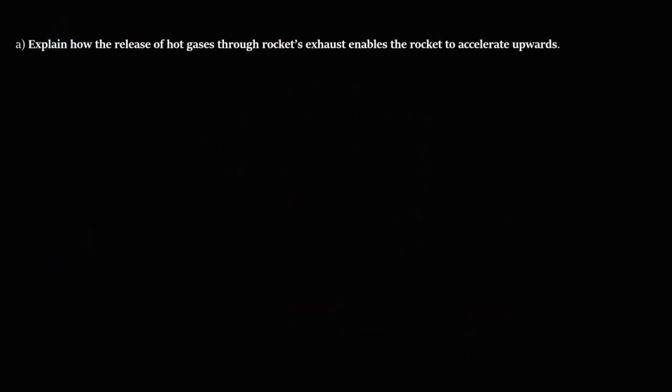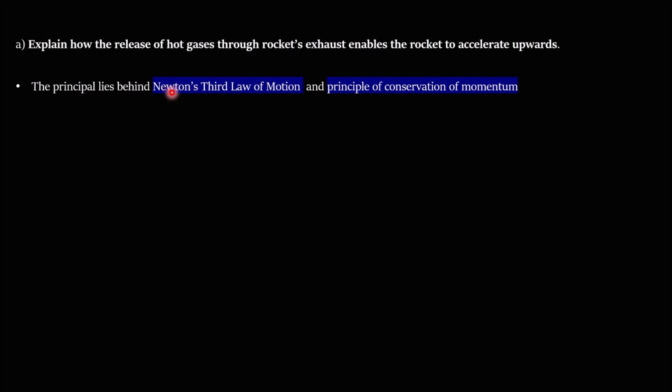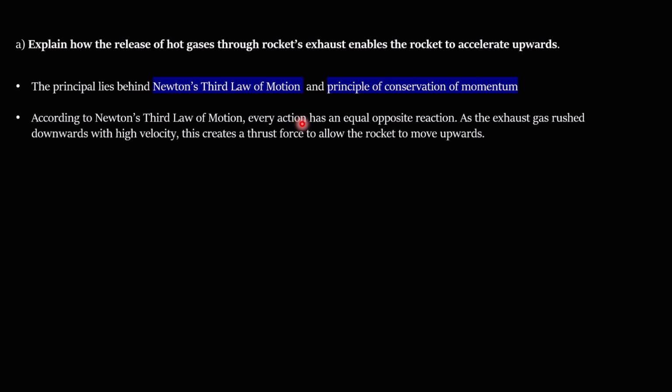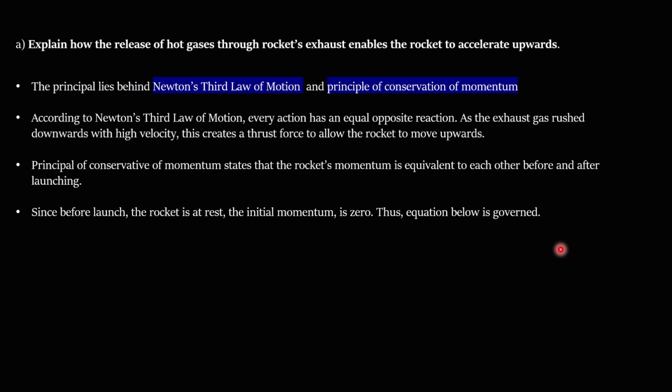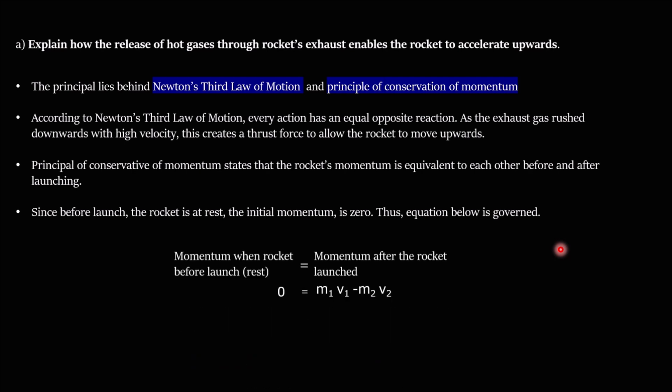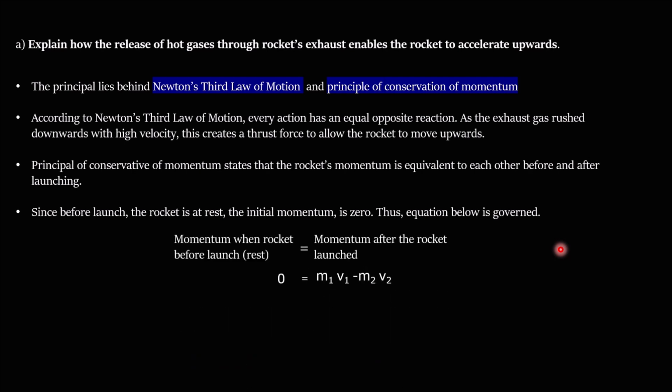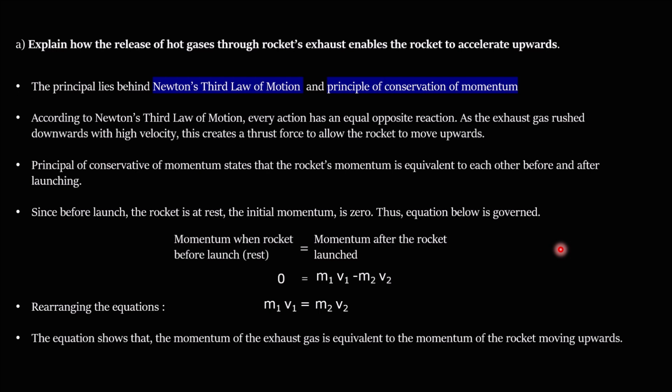So let's go to how I'm going to present the answer for question A. First, the principle lies behind Newton's third law of motion and also the principle of conservation of momentum. According to Newton's third law of motion, every action has an equal and opposite reaction. As the exhaust gas rushes downwards with high velocity, this creates a thrust force that allows the rocket to move upwards. The principle of conservation of momentum states that the rocket's momentum is equal before and after launching. Since before launch the rocket is at rest, the initial momentum is 0. Thus, 0 equals M1 V1 minus M2 V2. Rearranging, we get M1 V1 equals M2 V2. And this shows that the momentum of the exhaust gas is equal to the momentum of the rocket moving upwards.